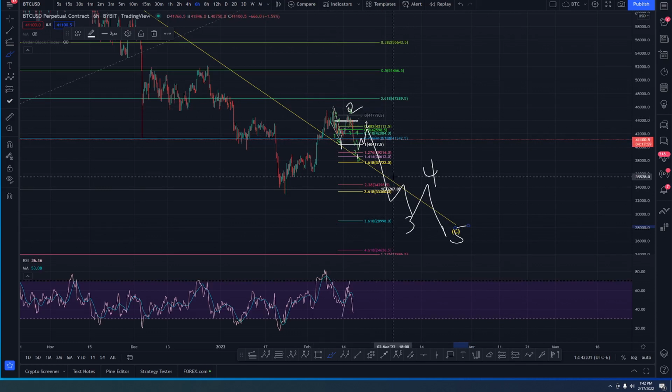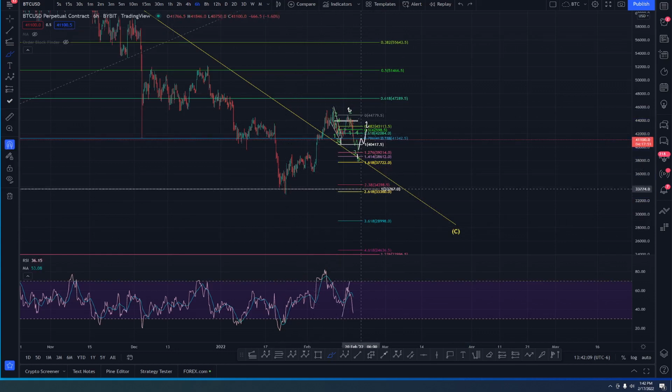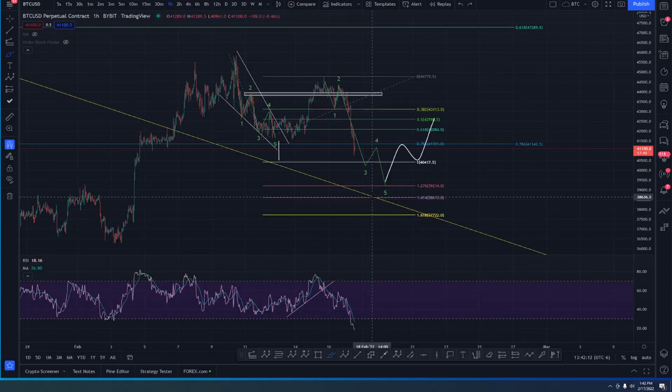Regardless of how this comes down, I'm looking for 5 waves to complete this move right here. 5 waves. Okay, so that's where we are, guys, in a downtrend. Everything's looking great. I hope you guys caught that.